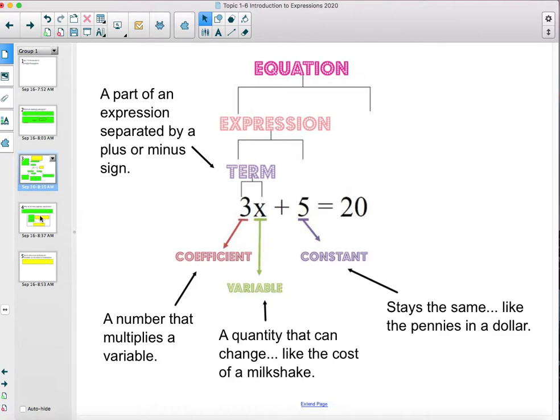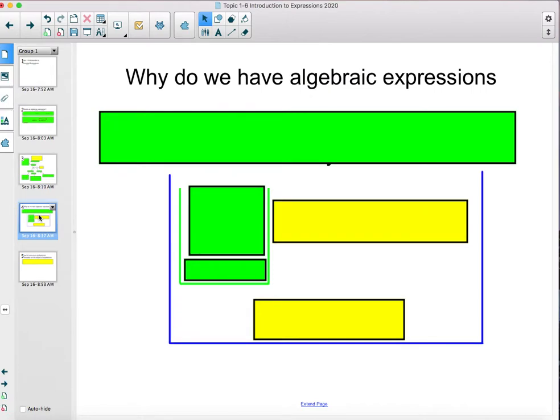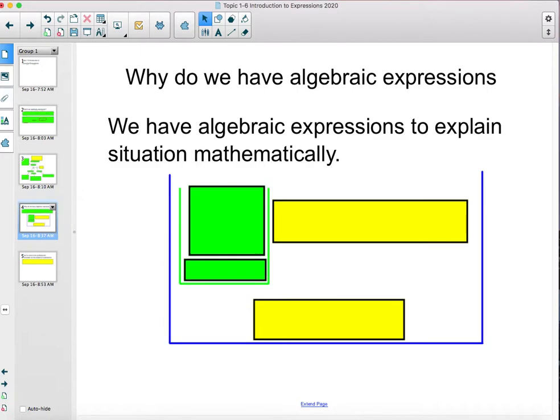Now, why do we have algebraic expressions? Earlier we gave you the mathematical description of an algebraic expression, but I hinted as to why we have them. Well, the reason we have algebraic expressions is to explain situations mathematically.